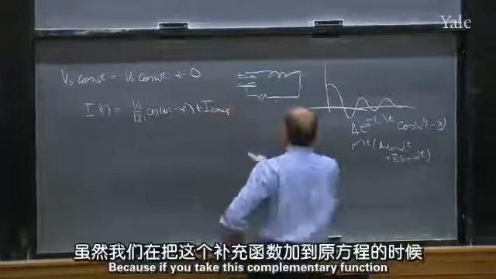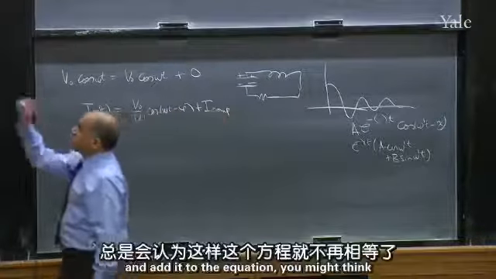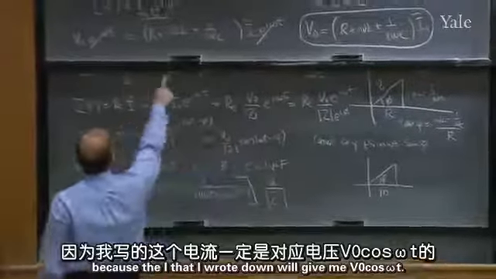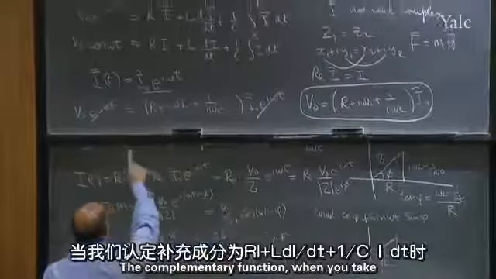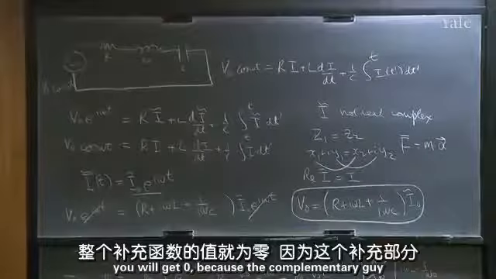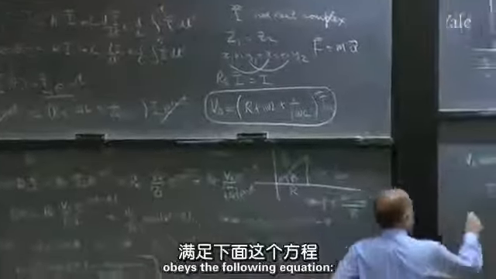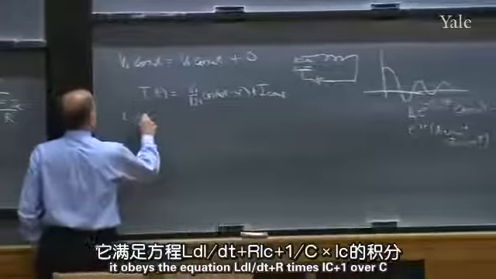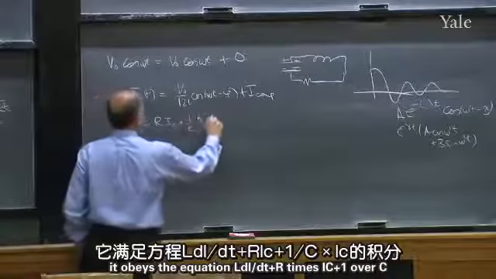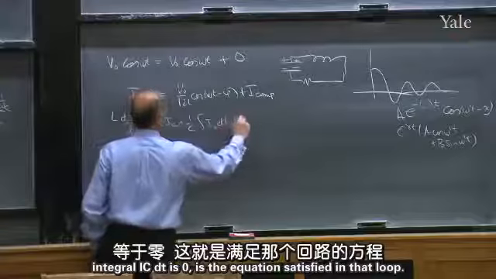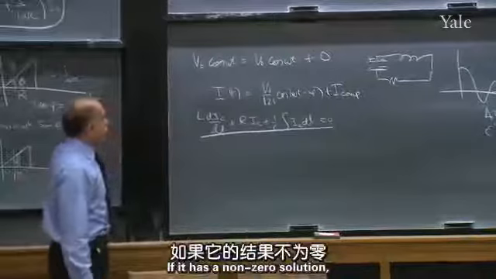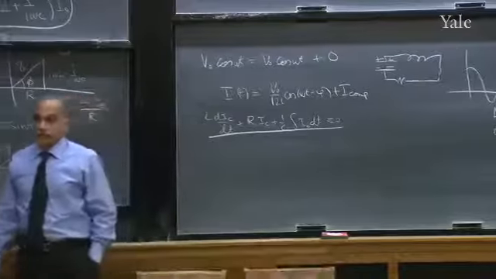Because if you take this complementary function and add it to the equation, you might think it will mess up the equation, but it won't. Because the I that I wrote down will give me V naught cos omega t. The complementary function, when you take R I plus L dI/dt plus 1 over C integral I dt for the complementary part, you will get 0. Because the complementary guy obeys the following equation: L dI/dt plus R times I_C plus 1 over C integral I_C dt is 0. The equation satisfied in that loop. If it has a non-zero solution, you can add it to your equation.